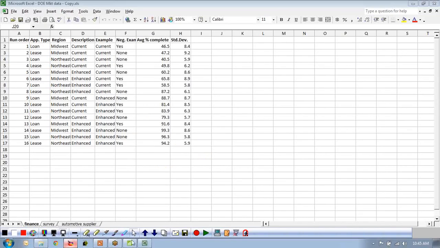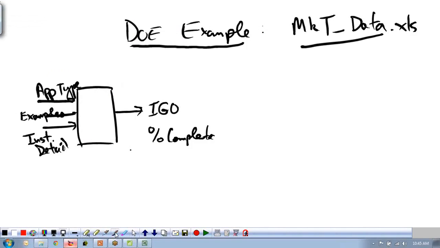Now, in this example that we're going to do from the financial industry, it's found in the data file I just had open right there. It's called DOE MKT_data.xls, and I'll show you what it looks like in just a moment. However, in this example, this happens to be from the financial services industry. What we can imagine is we have a DMAIC team, a Lean Six Sigma team, that was working on increasing their in good order on their applications.